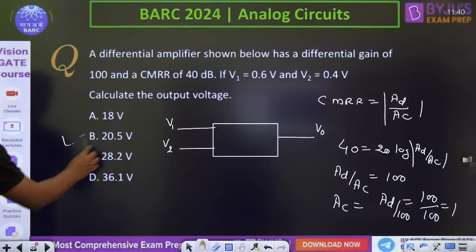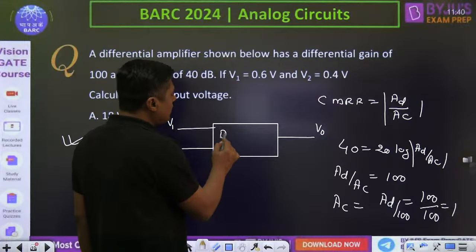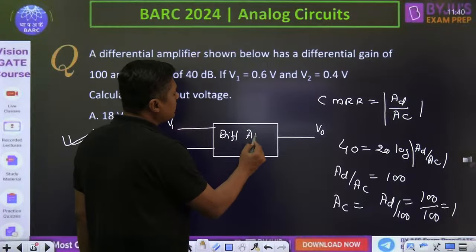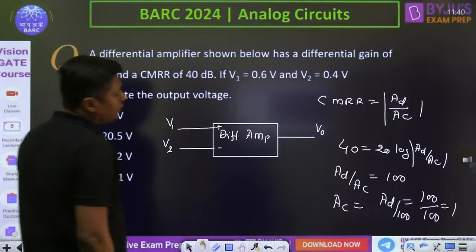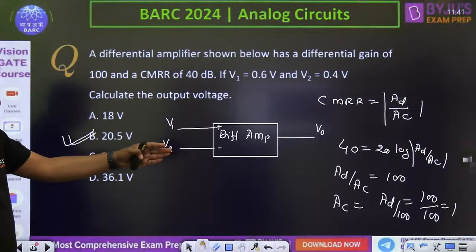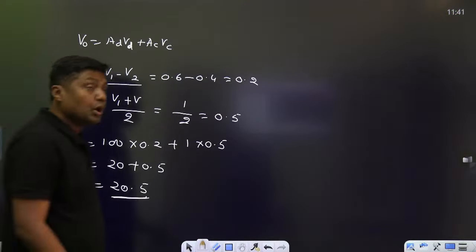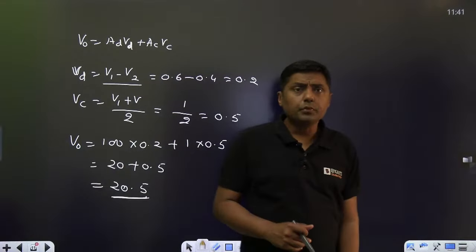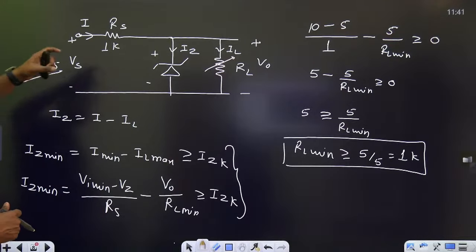B is the option for differential amplifier, and that will be the diagram. If it is not given, that is the standard diagram for this differential amplifier, just a block diagram. This is the non-inverting voltage, inverting voltage, 0.6 volt, 0.4 volt it is given, and directly you can find the AC, and then you can use this formula AD-VD plus AC-VC.